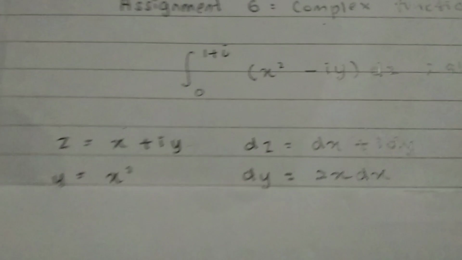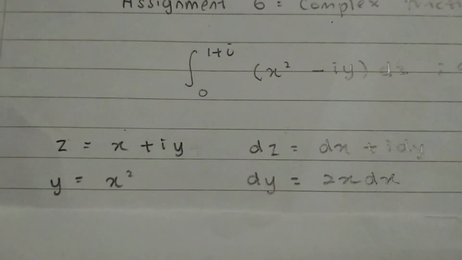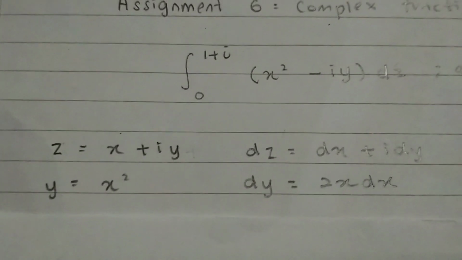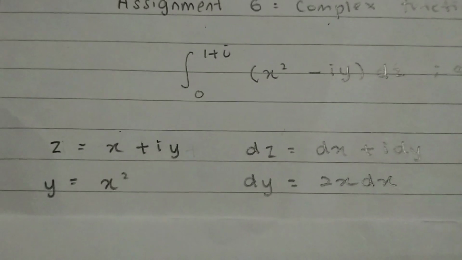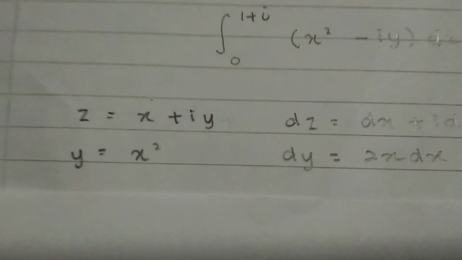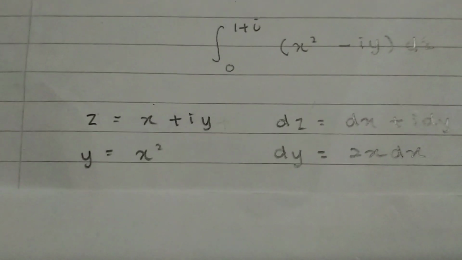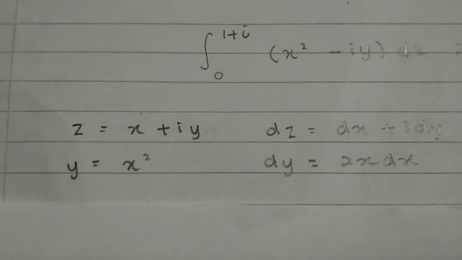So first we need to do the differentiation. z equals x plus iy. We will get dz equals dx plus i dy. For y equals x squared, we will differentiate and get dy equals 2x dx.